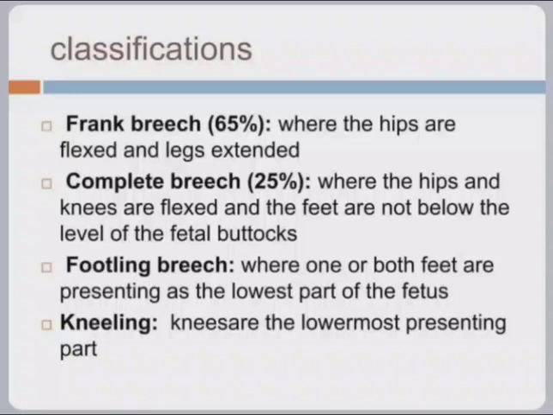Frank breech means where the hips are flexed and legs are extended. And complete breech, where the hips and knees are flexed and the feet are not below the level of the fetal buttocks. And footling breech, where one or both feet are presenting as the lowest part of the fetus. And kneeling, where the knees are the lowermost presenting part.